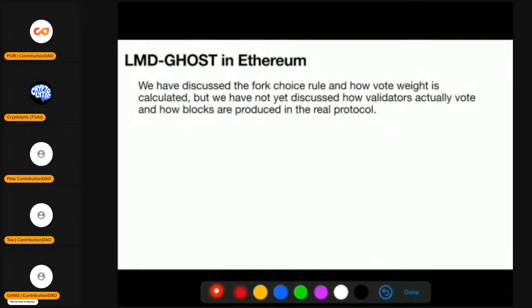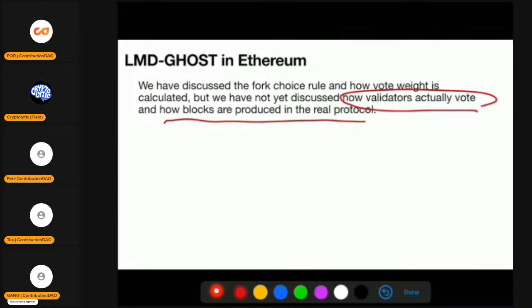Okay, now, we already discussed the fork choice rule and how we calculate weight. So what we have left is how Ethereum produces blocks in the real protocol, and how validators are going to vote for the produced block.